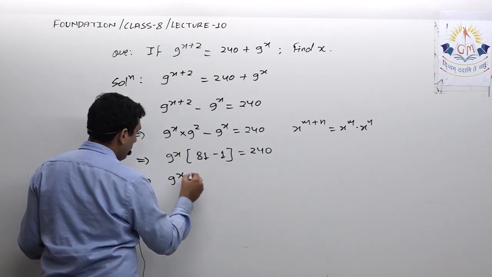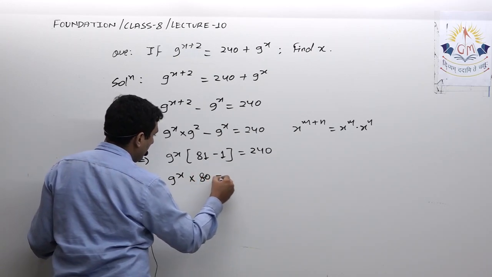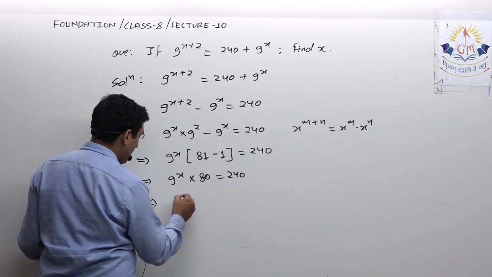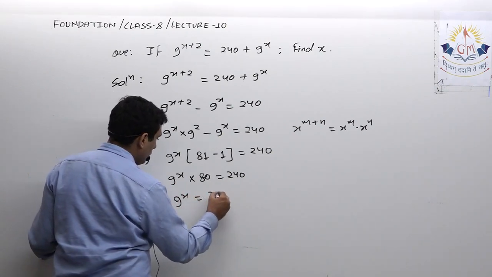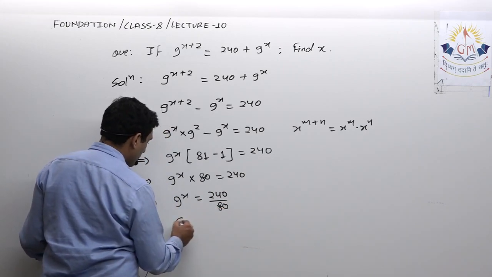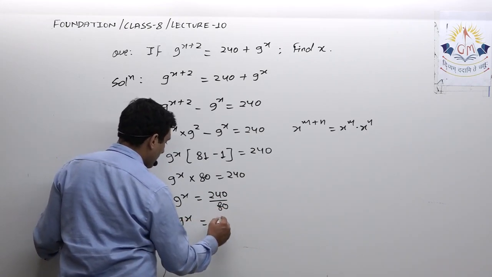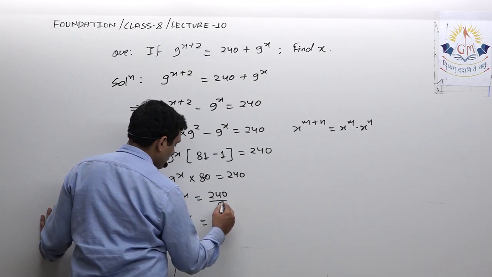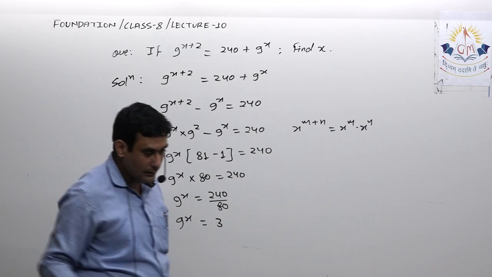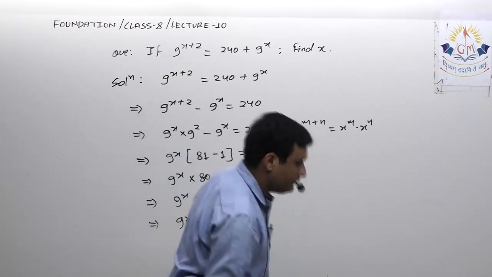So 9 raised to x into 80 is equal to 240. So 9 raised to x is equal to 240 divided by 80. So ultimately 9 raised to x is equal to 3. Now as I told you, we have to make the bases same.